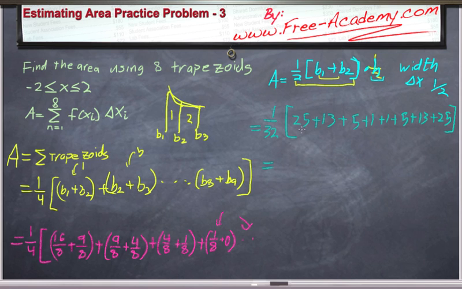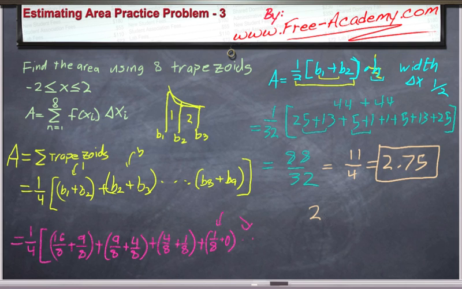Now if you add these all together, you're going to get, this is 38 plus 6, 44, plus 44. So you get 88 divided by 32. Both of those can be divided by 8, so you get 11 divided by 4, which is equal to 2.75.